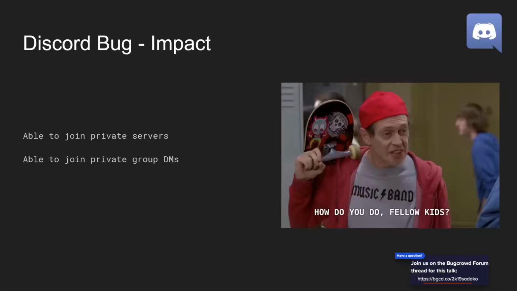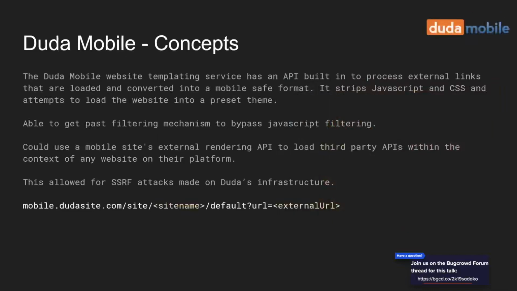So yeah, the next one that I have is Duda Mobile. And so if you haven't heard of Duda Mobile, it's a website templating service that people use to make mobile websites for their desktop website. And so it basically takes an existing website and turns it into a mobile-friendly template. But it also has an API that's built in to process external links and convert them into a mobile-safe format. So it tries to script some JavaScript and CSS and attempts to load the website into the preset theme, which is interesting.